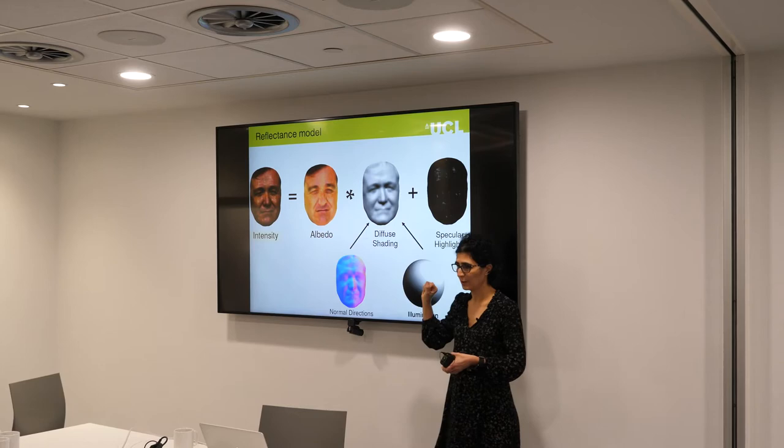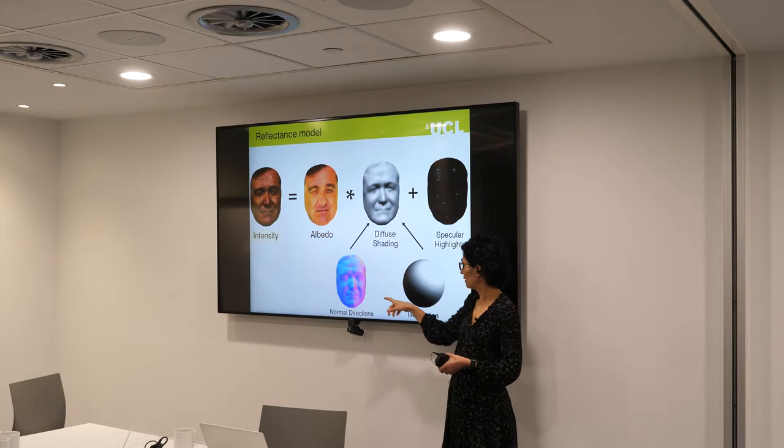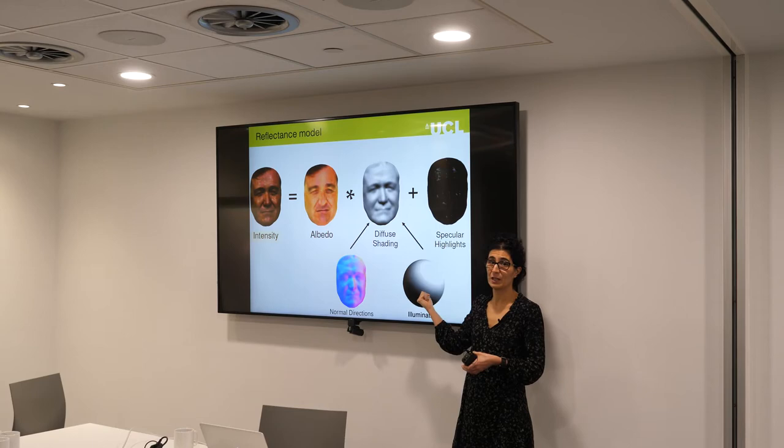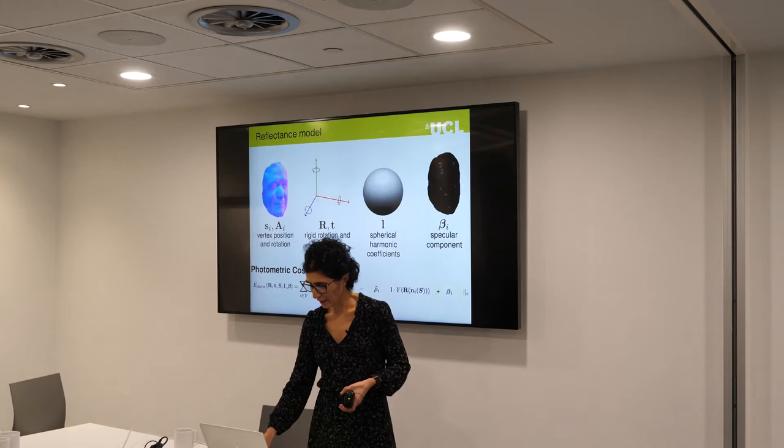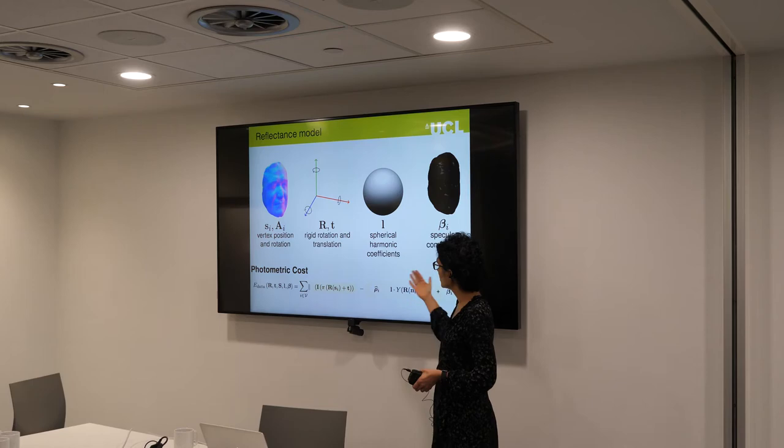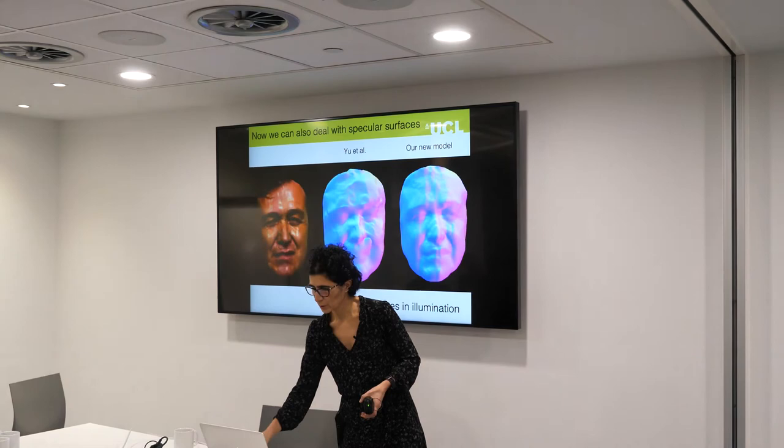But the nice thing is that now we can cope with changes in normal directions, but we can also cope with changes in illumination, right? So if there are changes in illumination, we can still capture these, and we can continue to track the sequence. And of course, we can also reason about the specular highlights. So here is now the photometric cost that we are minimizing. And now you can see some results that show a comparison between the original algorithm and the new one.